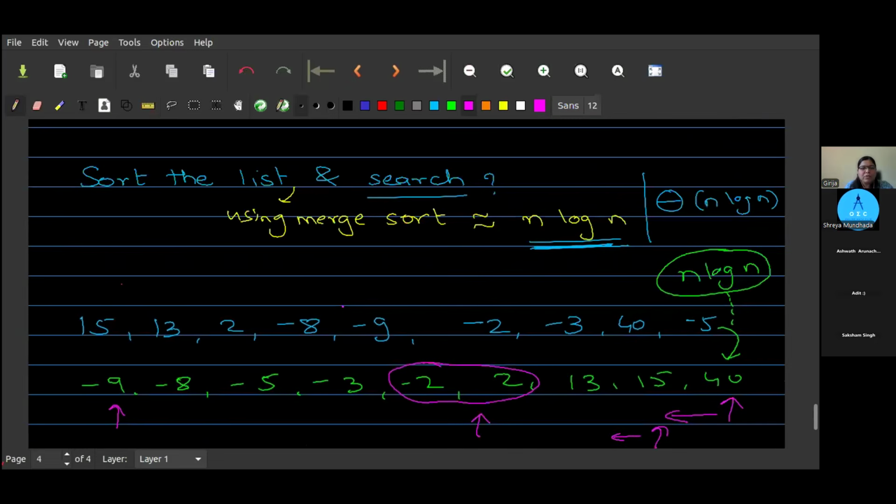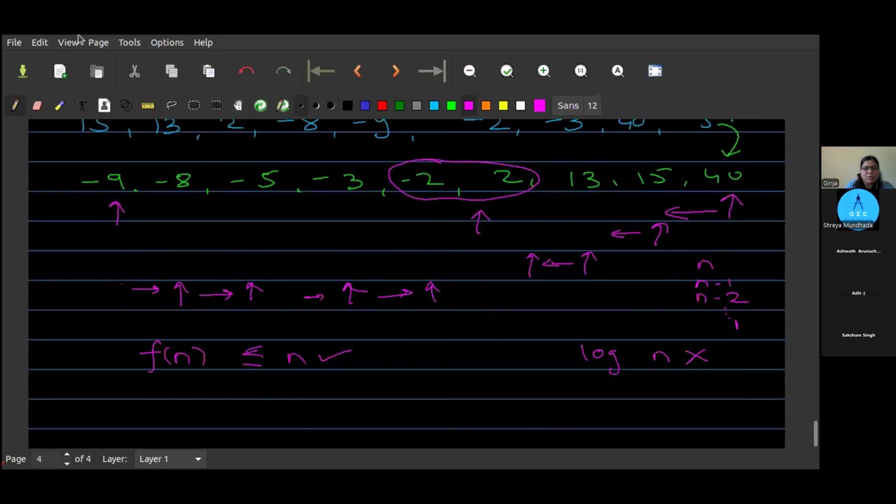So if we do sorting, then what is the total time? We need n here and we also need n log n, right? Now you can see which is the dominating one here.